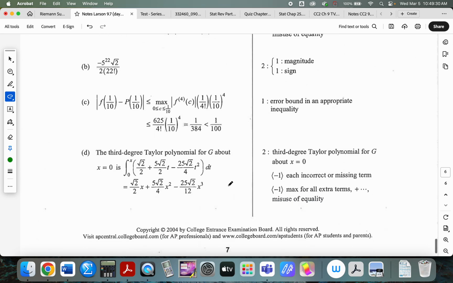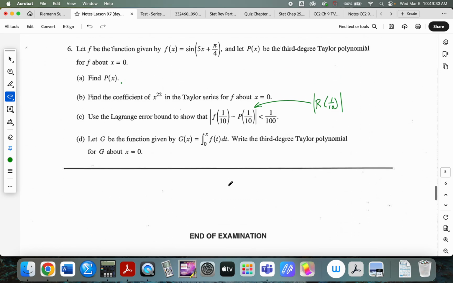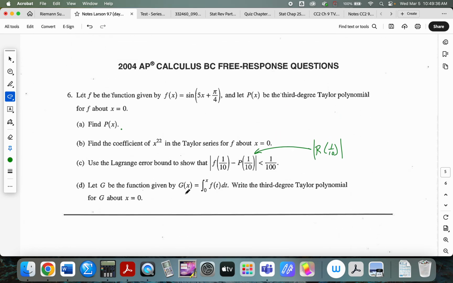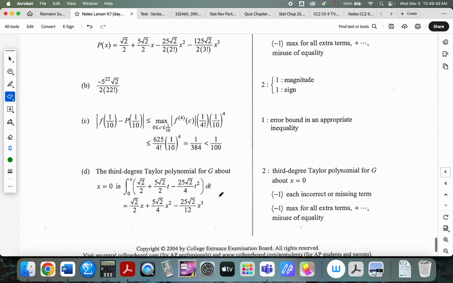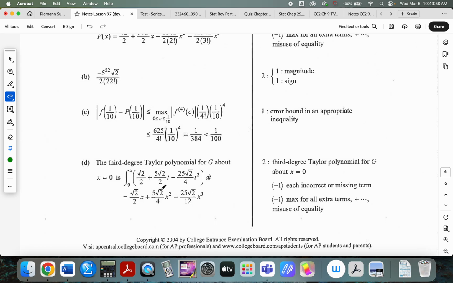All right. And I have about 30 seconds. They did also ask kind of an interesting question. G of x is the integral from 0 to x of f of t dt. Write the third degree Taylor polynomial for that. So what they did was they took the second degree Taylor polynomial and then integrated it to get the third degree Taylor polynomial. And that's because when you take the antiderivative, you go up a degree. Okay.